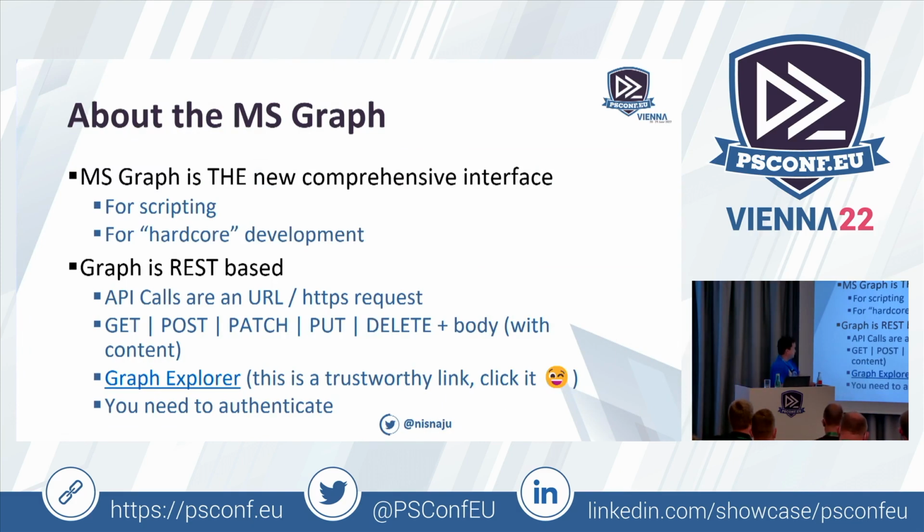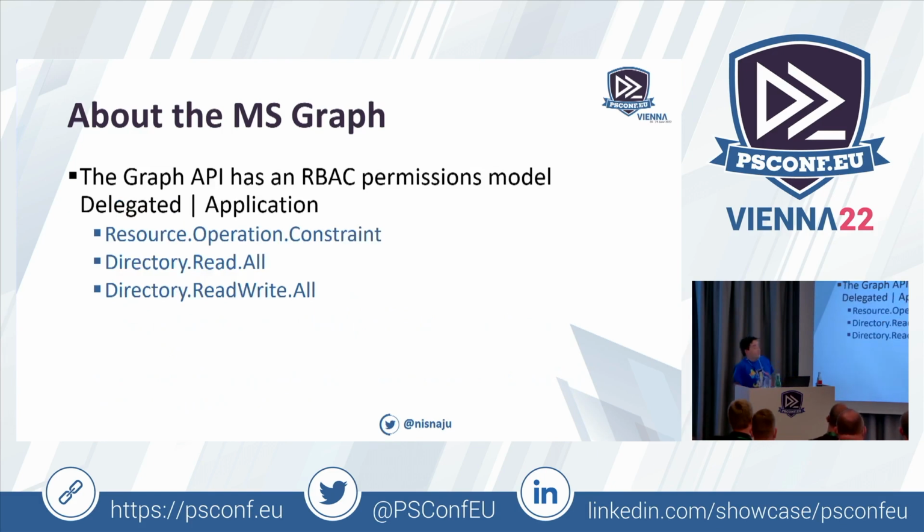Important is you need to authenticate. Also in the Graph Explorer, you need to sign in. That is very important, and this is something we will talk about the next 20 minutes. The Graph API, of course, has a permission model. How does this work? The permission model gives you the possibility to build an app that your users can use. This is called delegated. You can write an app in PowerShell and C# or whatever, provide this app to your user, he clicks a button, and he authenticates over the Graph at Microsoft 365. That is called delegated permission.